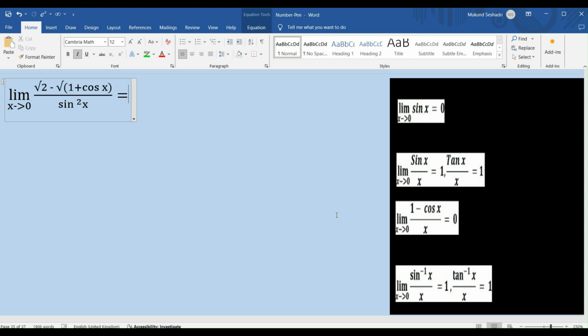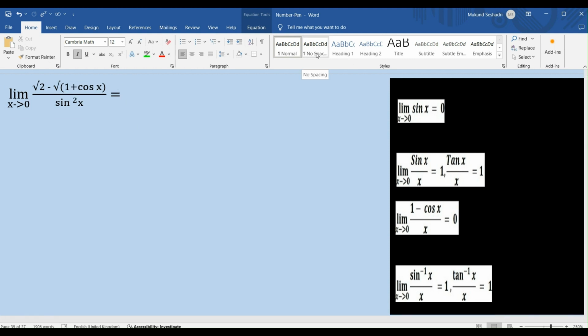We have the problem on our screen. Limit x tending to 0, root 2 minus root of 1 plus cos x divided by sine squared x, right? So we've solved a very similar problem in our earlier videos. So we know that we will have to rationalize the numerator, right? Because we've got a root 2 minus root of 1 plus cos x expression.